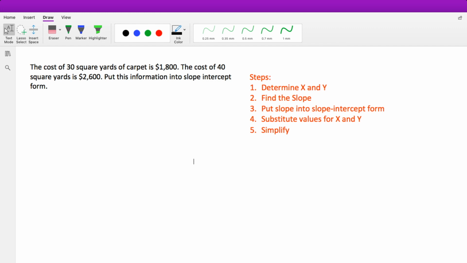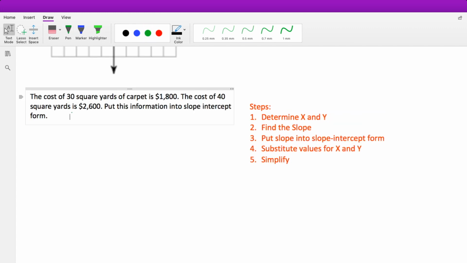Okay, so let's break this down into some steps, and that way it'll be easier for us to do and understand. The first step is we need to determine an x and a y. Why do we need to do this? Well, if it were in a graph, we would already be able to see what our x and y's are, but since it's just a few sentences, we don't get to look at that stuff. So we have to figure it out for ourselves.